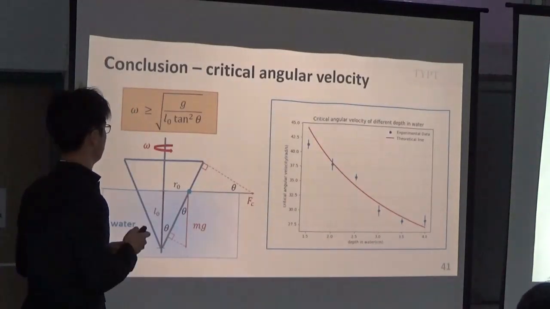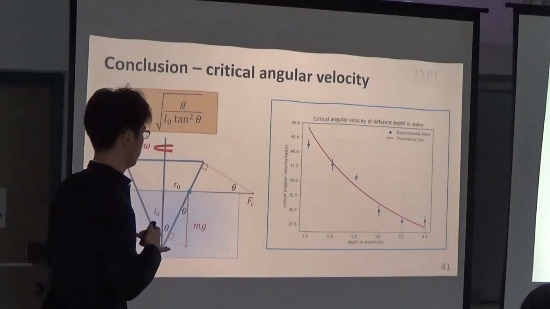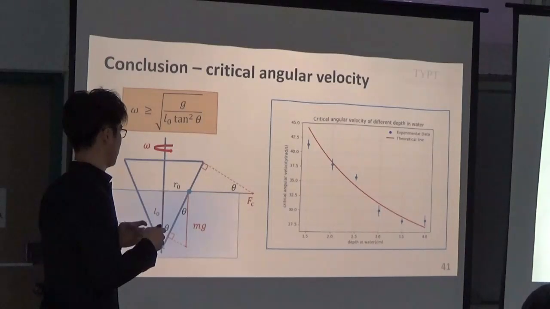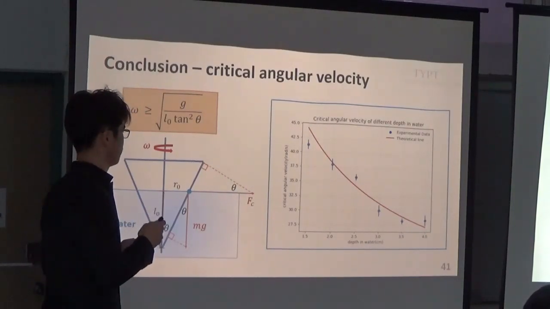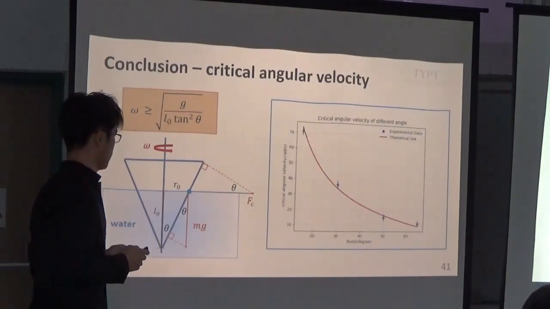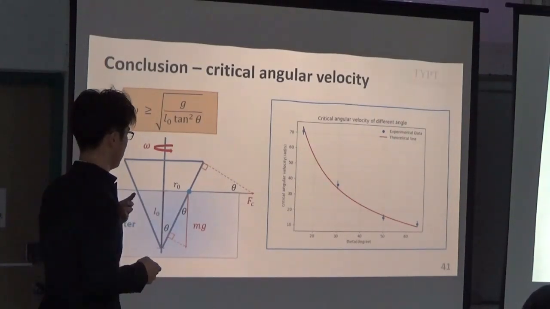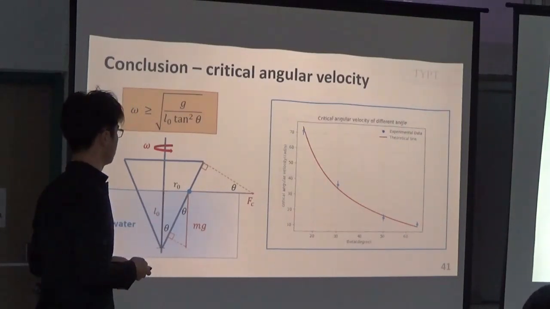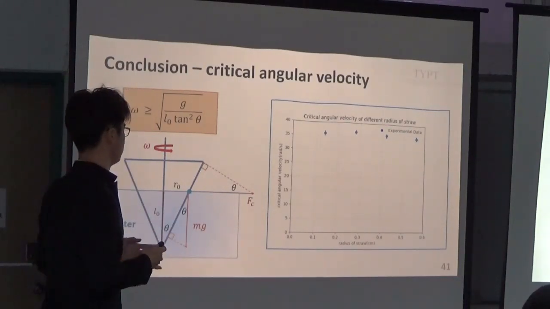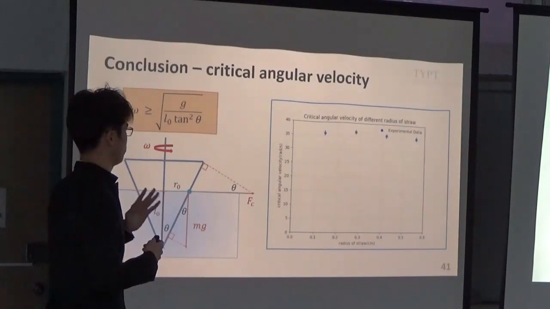And for my experiment for the critical angular velocity, I found that as the depth the straw is immersed in water becomes longer, the critical angular velocity becomes smaller, which means that it will be easier for water to be pumped out. And I also changed the angle of the straw, and I found that it's actually negatively correlated to the critical angular velocity.